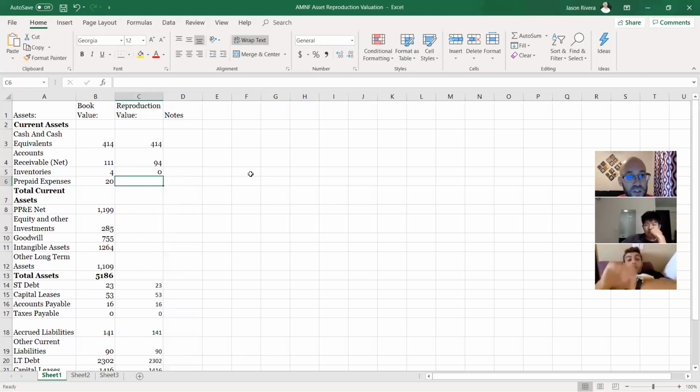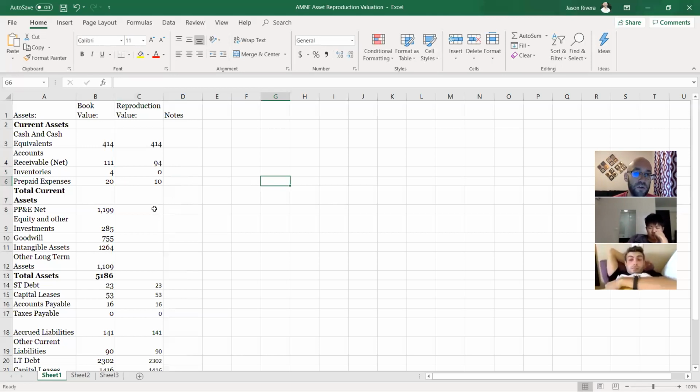Prepaid expenses, again, I usually take about 50%, because you don't know what you're going to be able to get back from these kinds of expenses, if anything. So just for conservatism's sake.